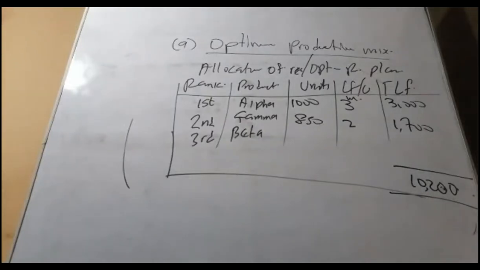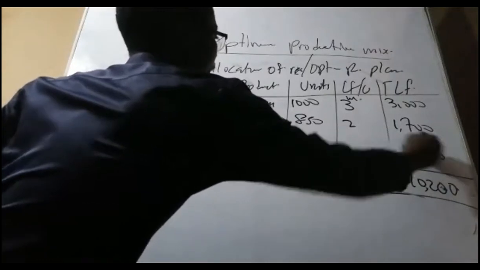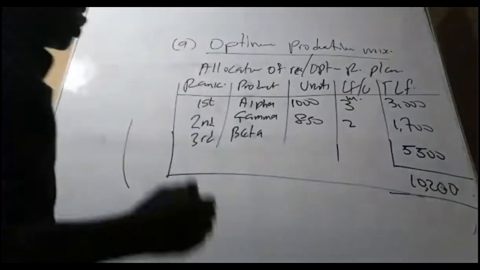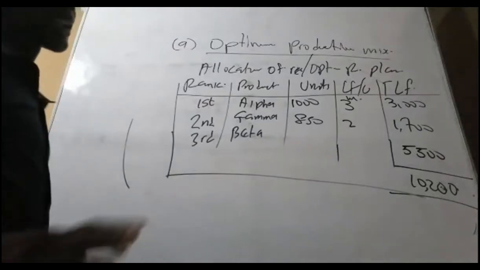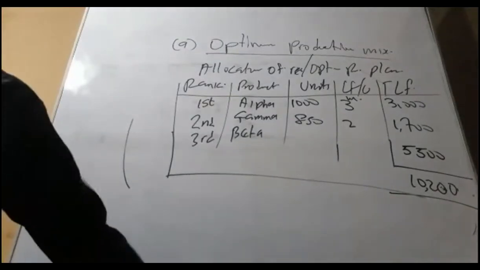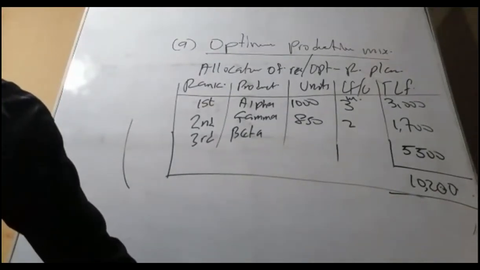So 11, good. 5,500 minutes. So I write 5,500 minutes here. Good. Over here, the last one is the balancing figure. So let's go to the question and go and pick the limiting factor per unit.